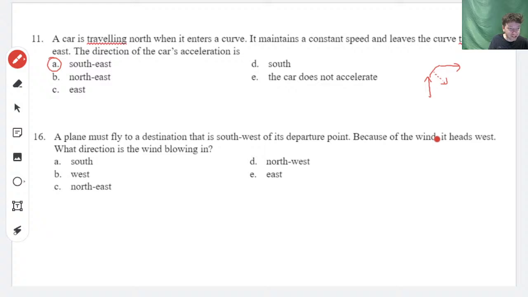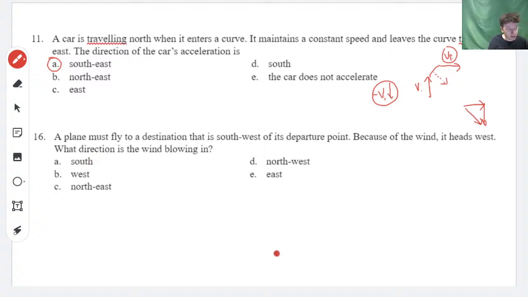Another way you can do it is you can say, well, acceleration is change in velocity, which would be final minus initial velocity, and negative initial, VI, is down. So if we were to add VF and negative VI, you get this vector, southeast. So there's 3 different ways you can view that problem, but our answer is going to be A.